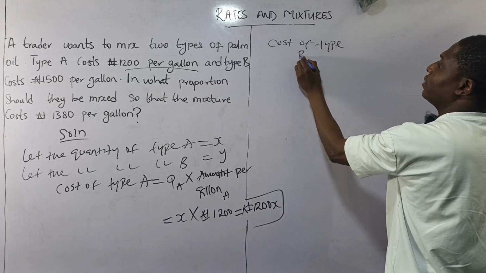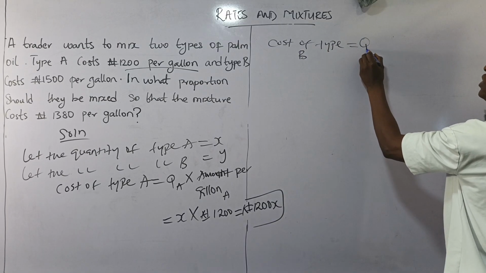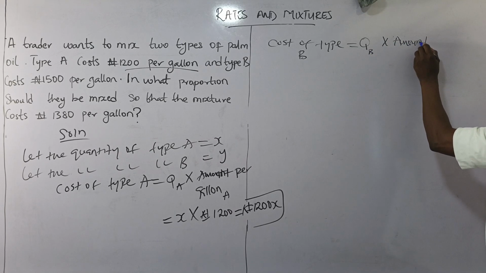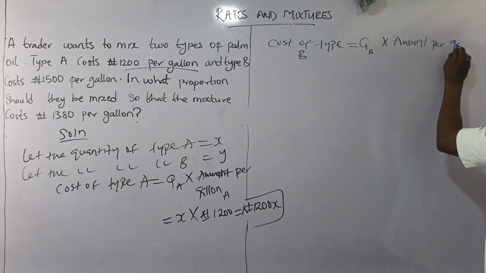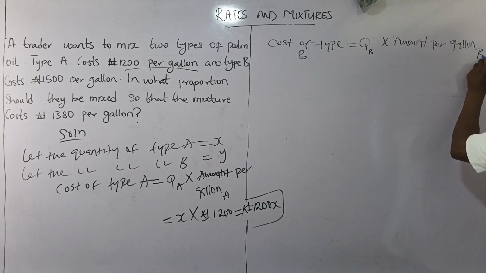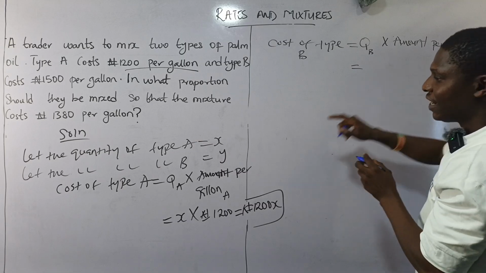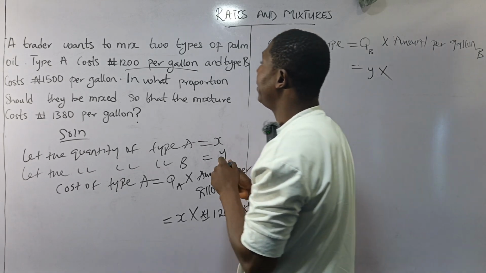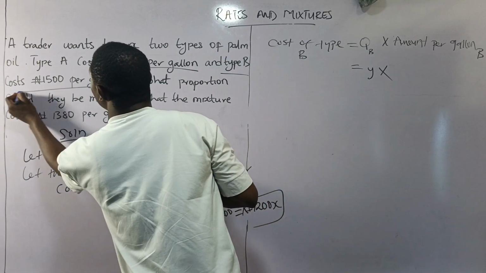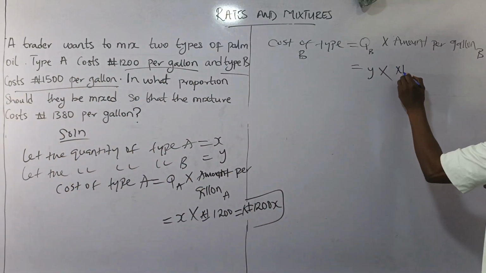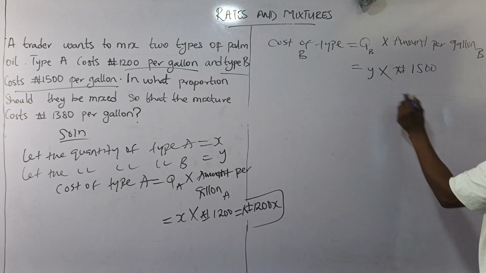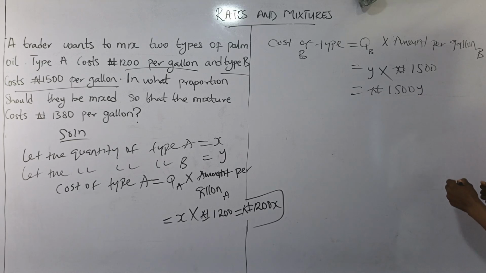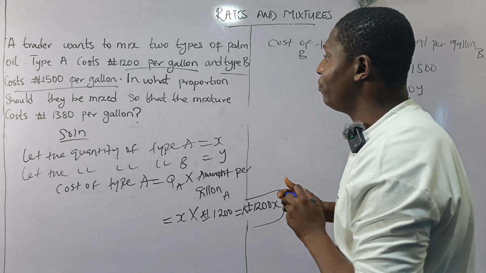We'll do the same for type B. Cost of type B is equal to the quantity of B times the amount per gallon of type B, which is subscript B. Quantity of type B, we said let it be y. So I have y times the amount per gallon for type B, which is 1,500 naira. If I multiply, I'll have 1,500y naira. So we've gotten these two important pieces of information.